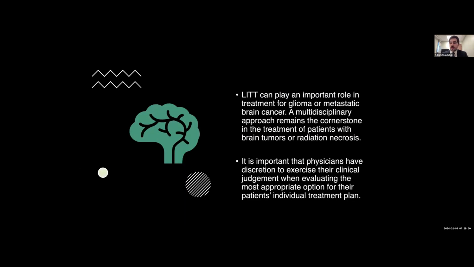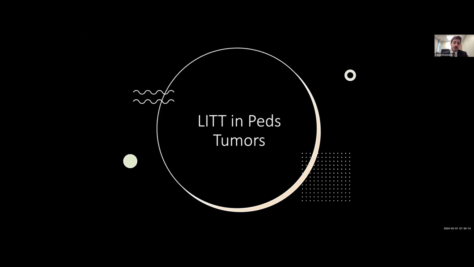So LIT in general can play an important role for glioma or metastatic cancer. As I mentioned earlier, having that multidisciplinary approach and going through the tumor board remains a cornerstone for the treatment of brain tumor patients with radiation necrosis. And as neurosurgeons, we need the ability to judge the appropriate uses for the patient's treatment plans.